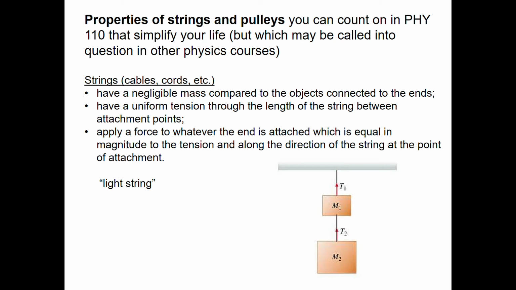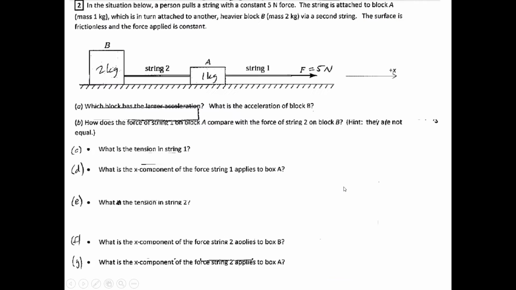Okay, so that tension, you can think of the tension as just telling us how hard the string is pulling on the sides. And that's useful for us because how hard you're pulling on the side might come into a free body diagram. So let's look at that now, back to this problem here. A lot of questions I'm asking associated with this setup. So we've got a person pulling with a 5-Newton force to the right on string 1. The string is attached to block A, which has mass 1 kilogram, which is in turn attached with another string to block B, which has a mass of 2 kilograms, and they all slide without friction.